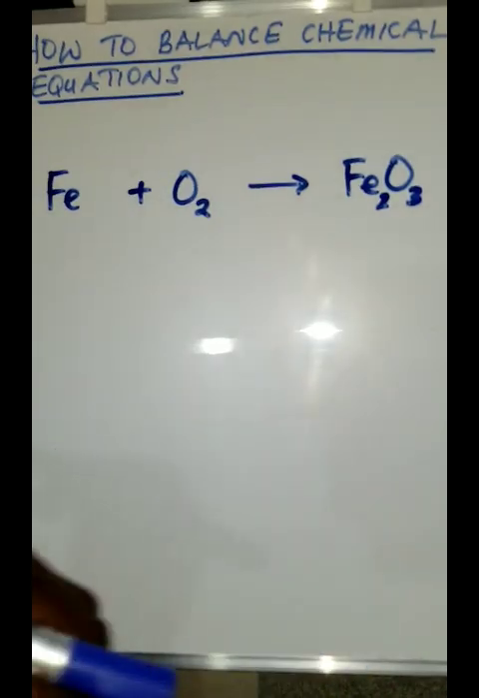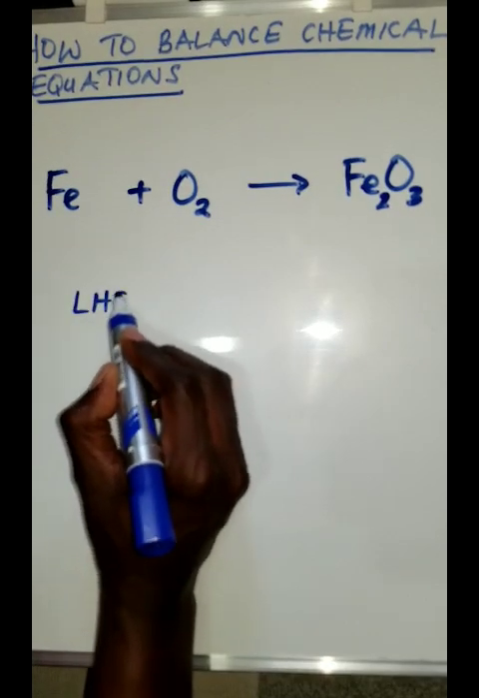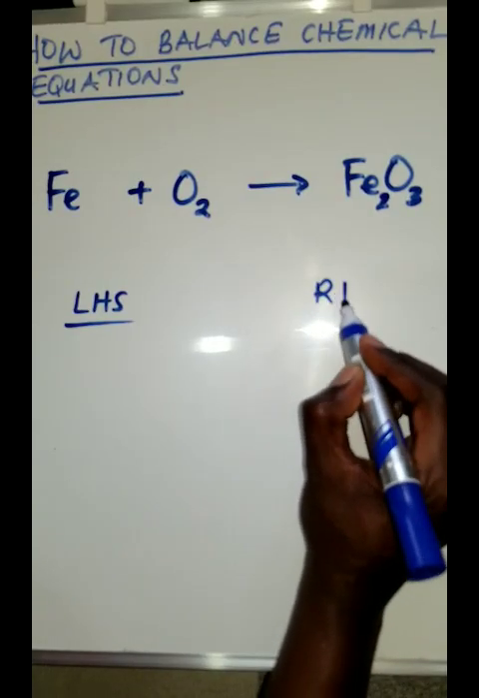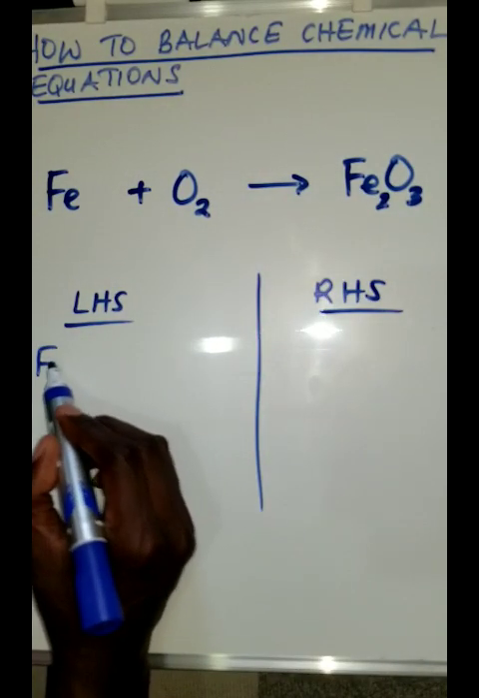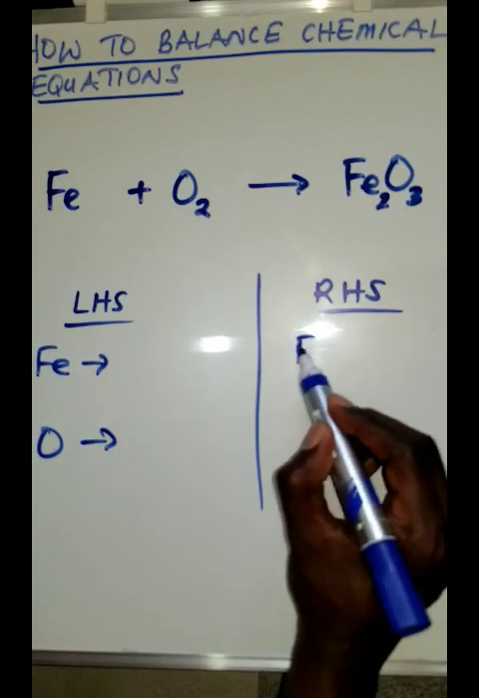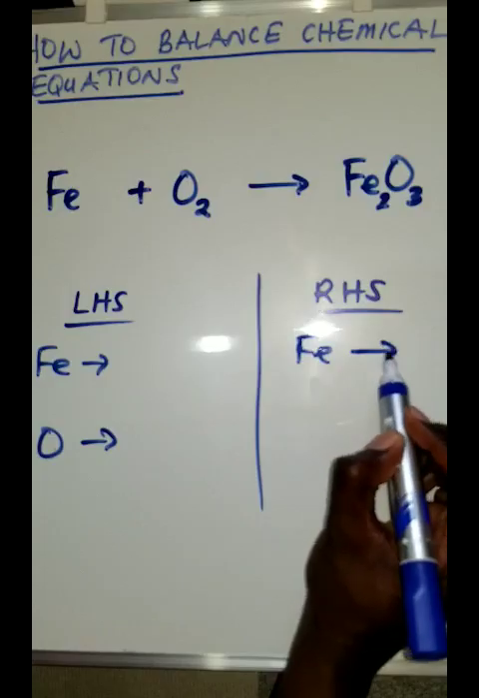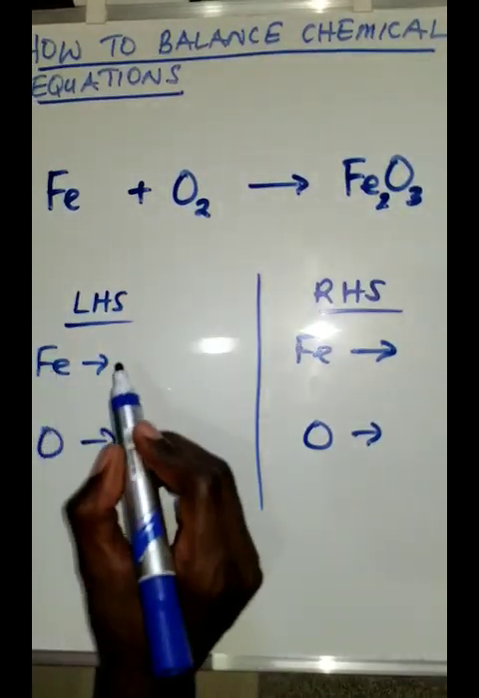Go ahead, you can pause the video and try to balance it up. In this case, we'll look at the number of atoms on the left hand side and also on the right hand side. I've got iron and oxygen, and I also have iron and oxygen on this side. So on the left hand side, how many iron are there?